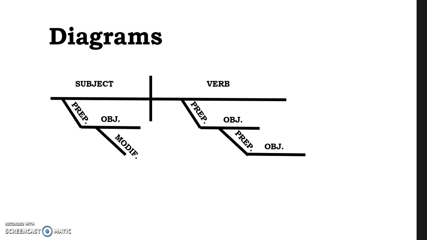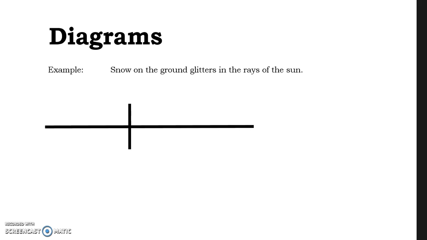Let me show you, though, how this plays out with a real sentence. Snow on the ground glitters in the rays of the sun. First we find the verb. Where's the verb?